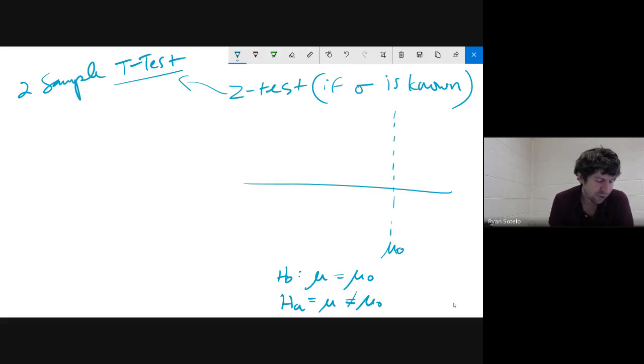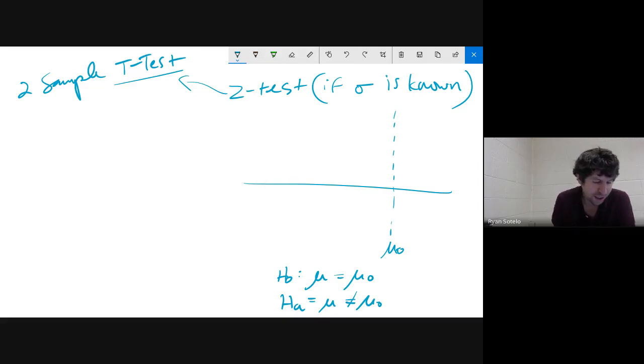So we're going to see if we have reason to reject H naught, or if we don't have enough evidence, we would not be able to reject. We would fail to reject H naught. But that's always the game. Do we reject or can we not reject?